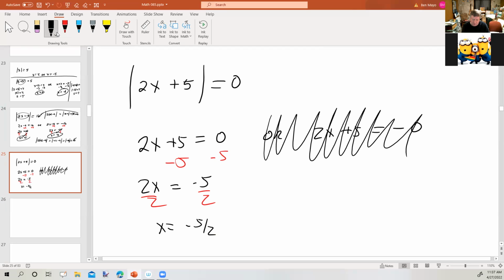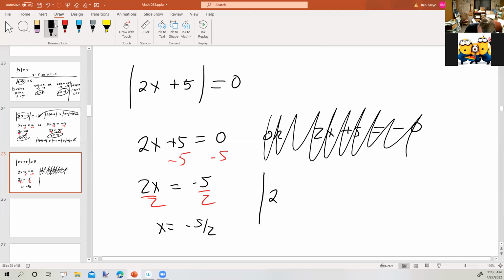So solving for x, we subtract 5 from both sides. Divide both sides by 2. We get x equals negative 5 halves.